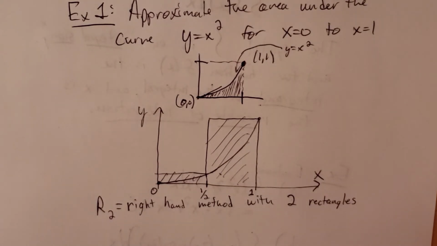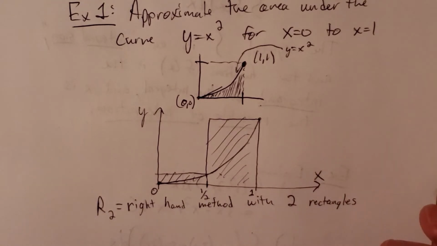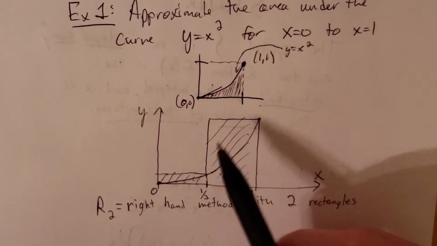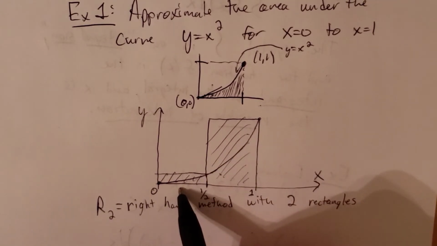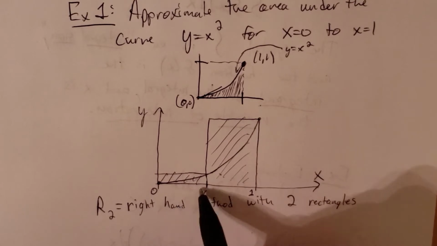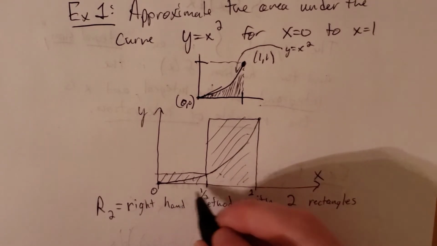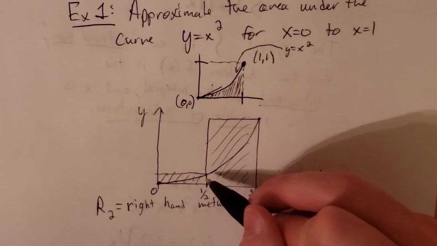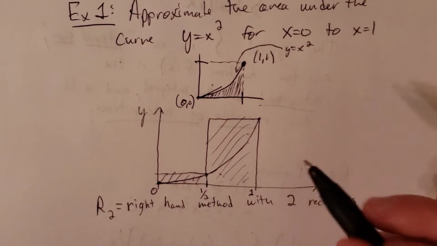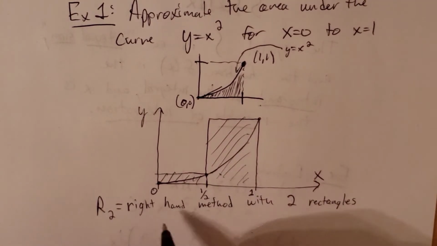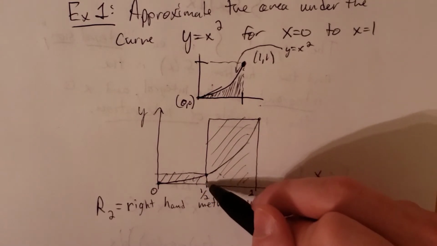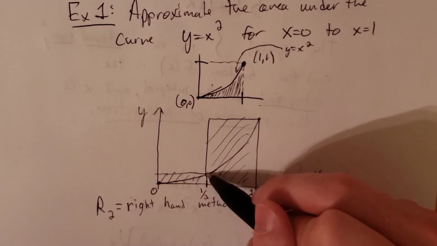As we see here, that's not going to be a great estimation, or we're going to get a value that is much bigger than our correct solution. But let's go ahead and start with how to do this. Now, notice that the width of each rectangle is 1/2. The height of each rectangle is the function evaluated at the endpoint. And I said the right-hand method because we found the height by picking the height to be the right endpoint of each of these intervals.